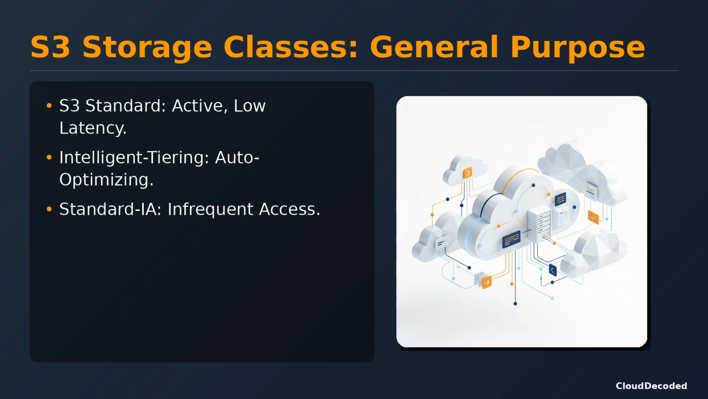Choosing the right storage class is key to cost optimization. S3 Standard is the default choice for frequently accessed data requiring millisecond latency. For data with unknown or changing access patterns, S3 Intelligent-Tiering is a game changer. It automatically moves objects between frequent, infrequent, and archive access tiers based on real-time usage monitoring, saving you money without performance impact or retrieval fees. Use Standard IA for data accessed less than once a month, but that requires rapid access.